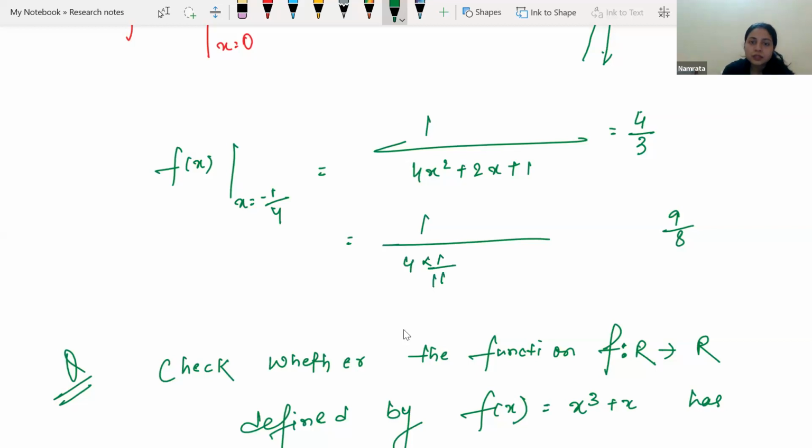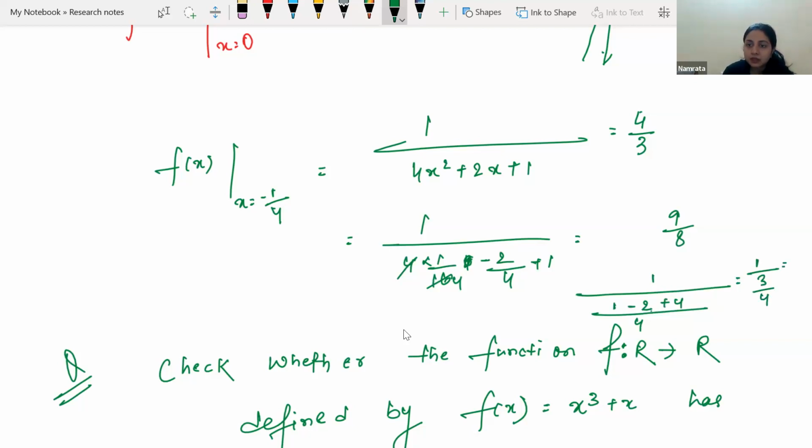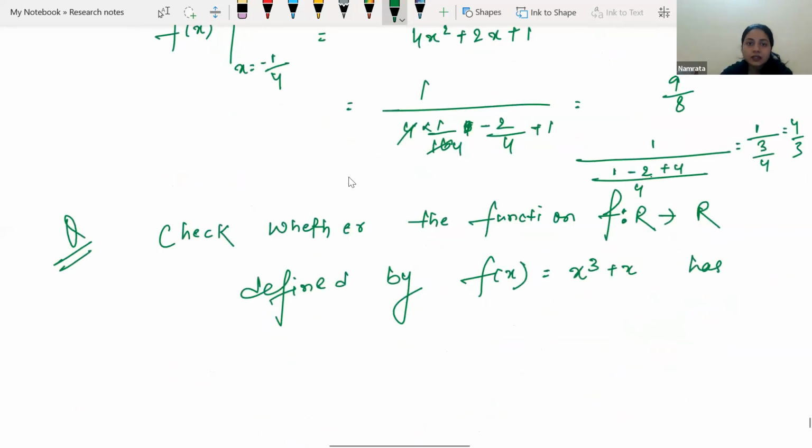Into 1 by 16 plus this will be minus 2 by 4 plus 1. So we'll have 4 over 1 minus 2 plus 4, that is 4 minus 2, 2 plus 1, 3. I am getting 4 by 3. It will be 4 by 3 only. Okay? Okay, ma'am. Let's move ahead.